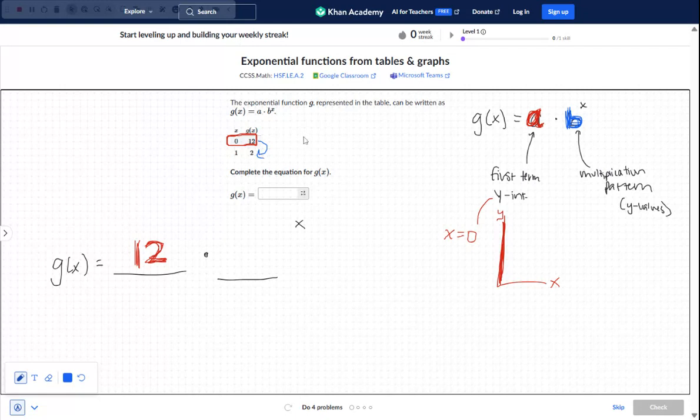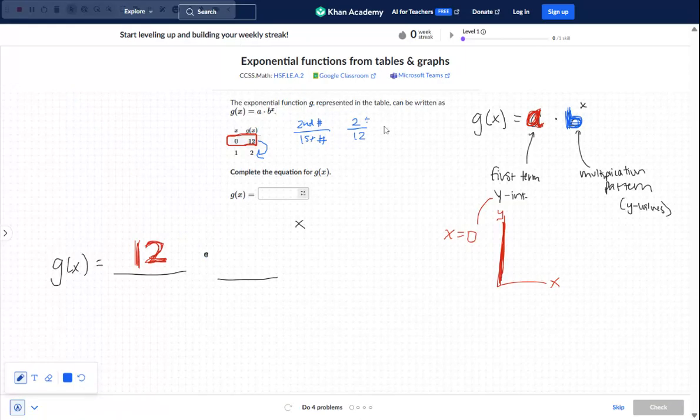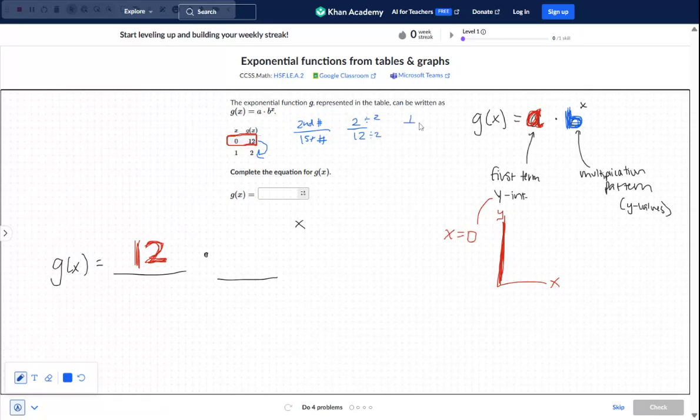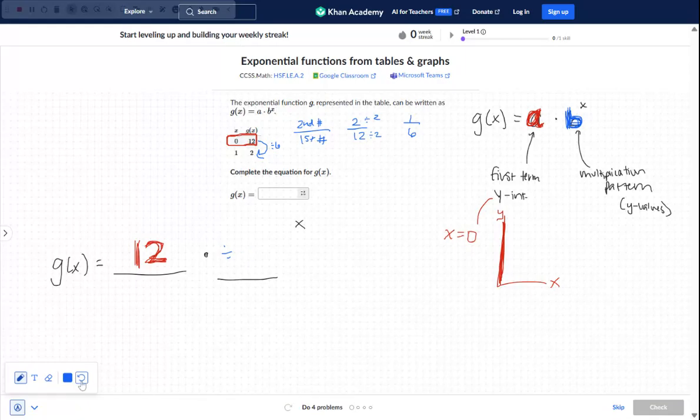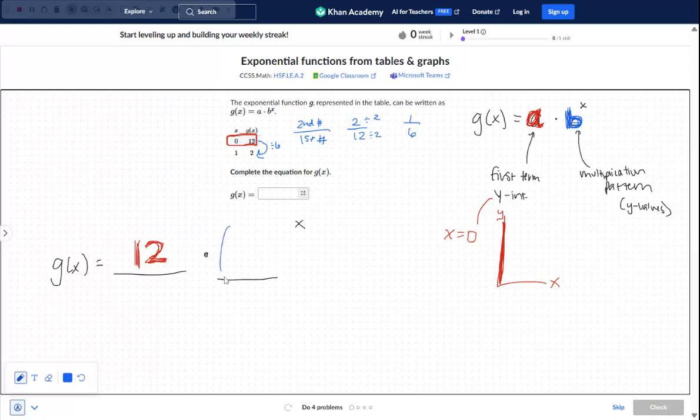Remember, if it's not super obvious, we can take the second number divided by the first number. So we can take 2 divided by 12 and simplify. We can factor out a 2 from top and bottom. We'll get 1/6, which is true. It looks like we're dividing by 6. That's how we got that. But remember, for exponential functions, we can't just say, oh yeah, divide by 6. We have to always write it as multiplying by a fraction. So we're multiplying by 1/6.